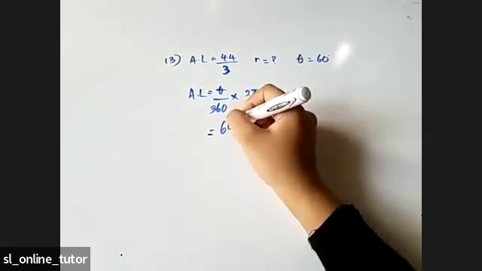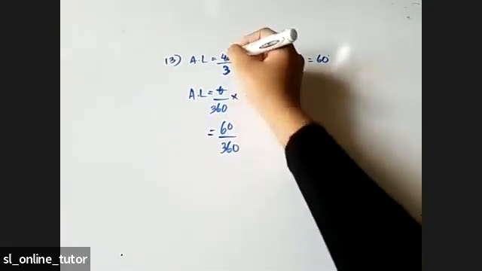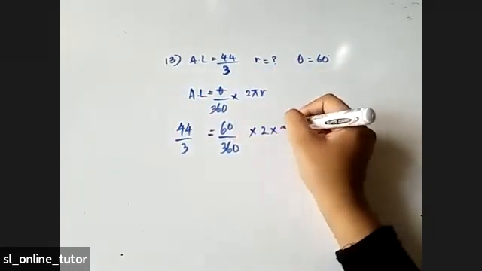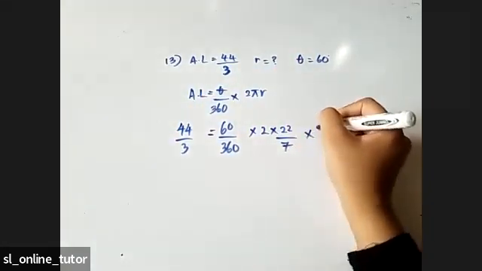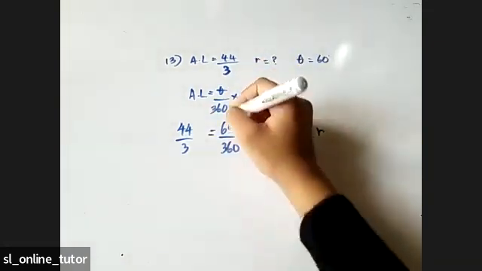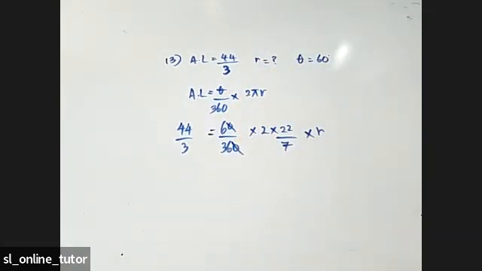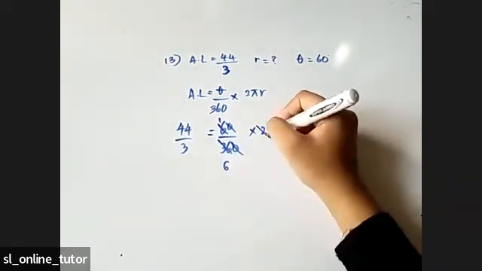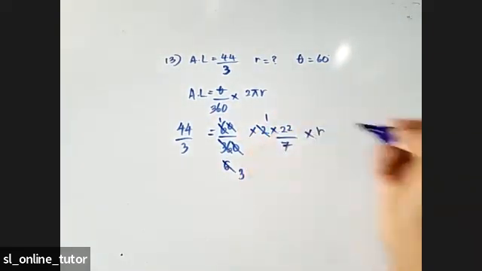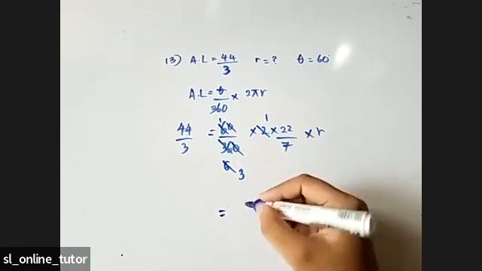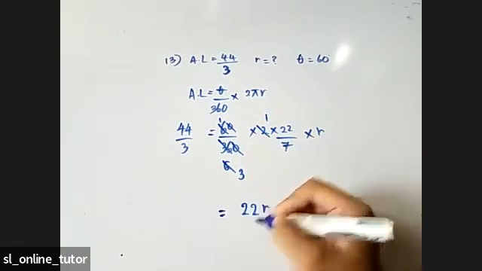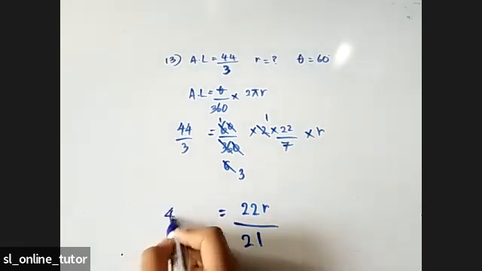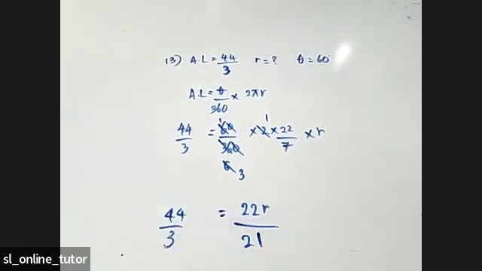Theta is 60, so 60 upon 360. Arc length is 44 over 3. 2 into 22 upon 7 into R. Now I'm going to simplify. 0 and 0 cancel. 6 times 1, 6 times 6. 2 times 1, 2 times 3. Now I'm getting here 22 R upon 21, equal to 44 upon 3.